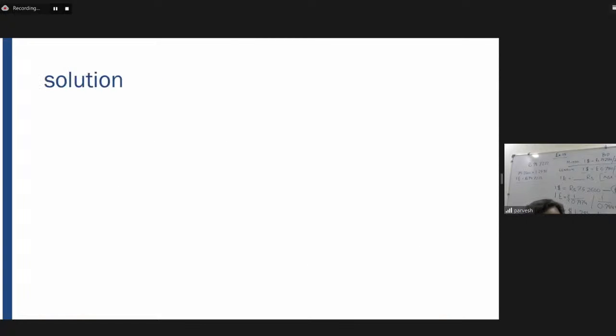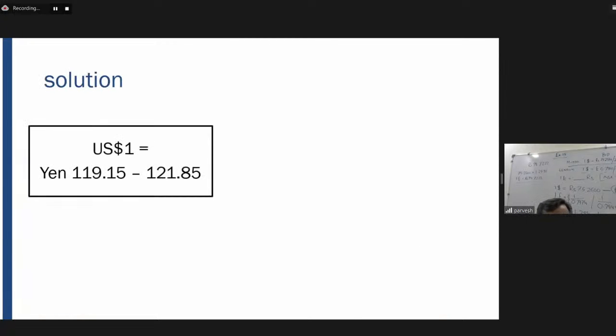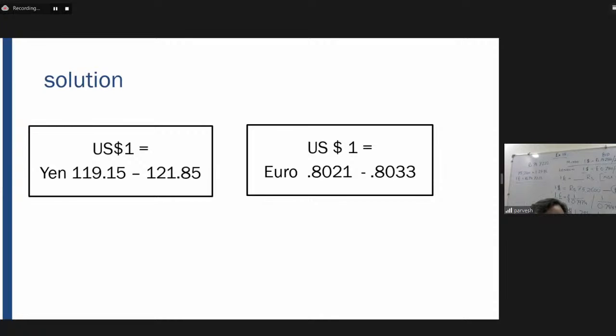So now we know that $1 is equal to yen 119.15. This is how we put the quote. And the second quote will be euro: US $1 is equal to euro 0.8021 dash 0.8033. So now I've put the quotes in order. Fine, so this is how we spread the quotes.